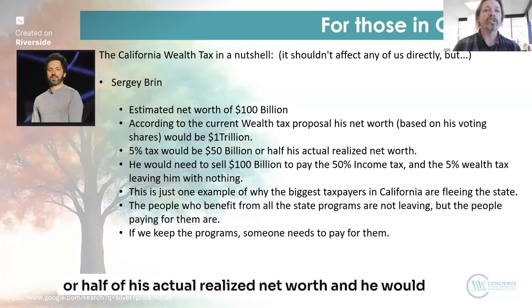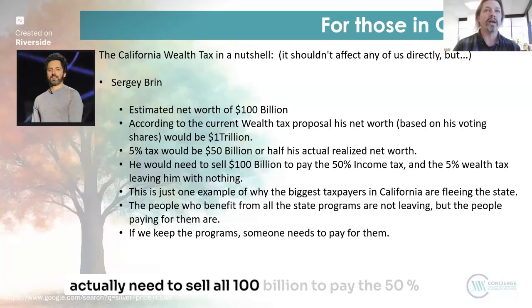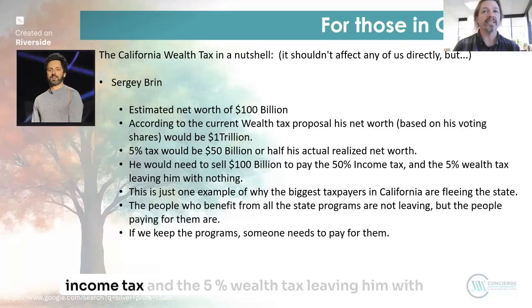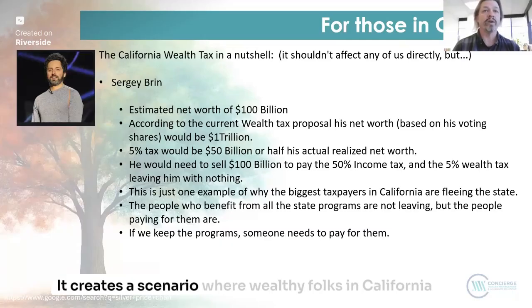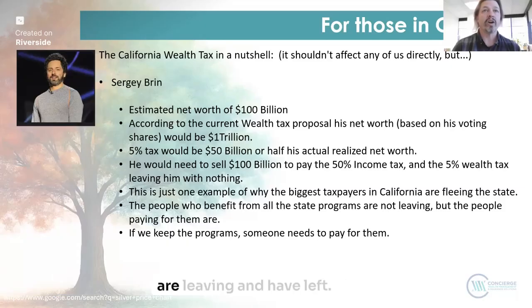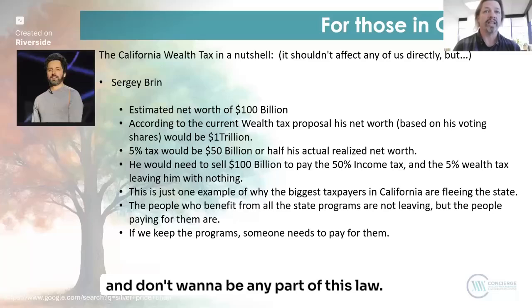And he would actually need to sell all 100 billion to pay the 50% income tax and the 5% wealth tax, leaving him with nothing. What does this do? It creates a scenario where wealthy folks in California are leaving and have left and don't want to be any part of this law.